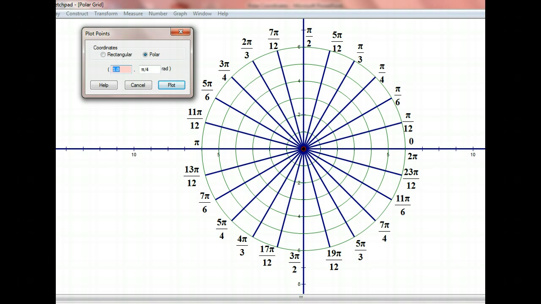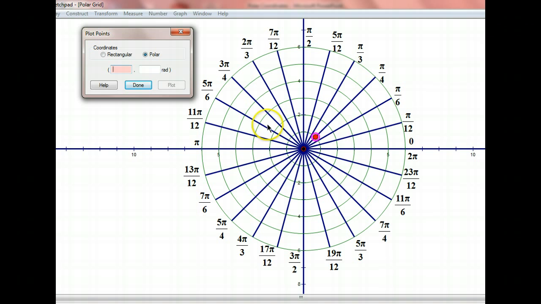When you go to plot these points on a polar grid, you're first going to find your angle measure. So we're going to go to pi over 4. And then we want to be 1 unit away from the pole. So we're going to plot that point and we end up right here.